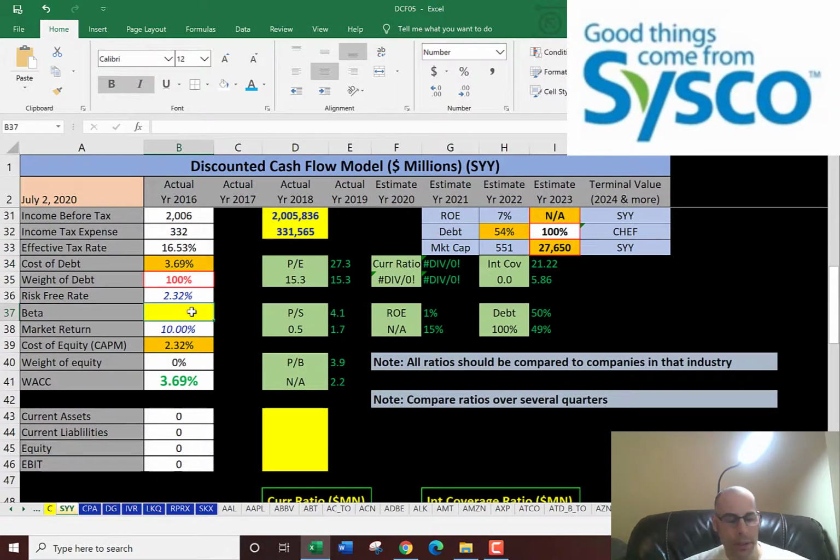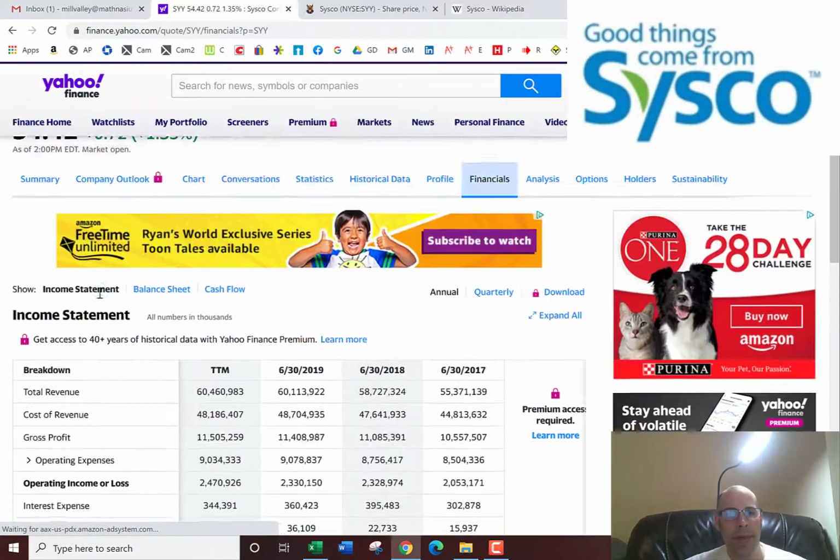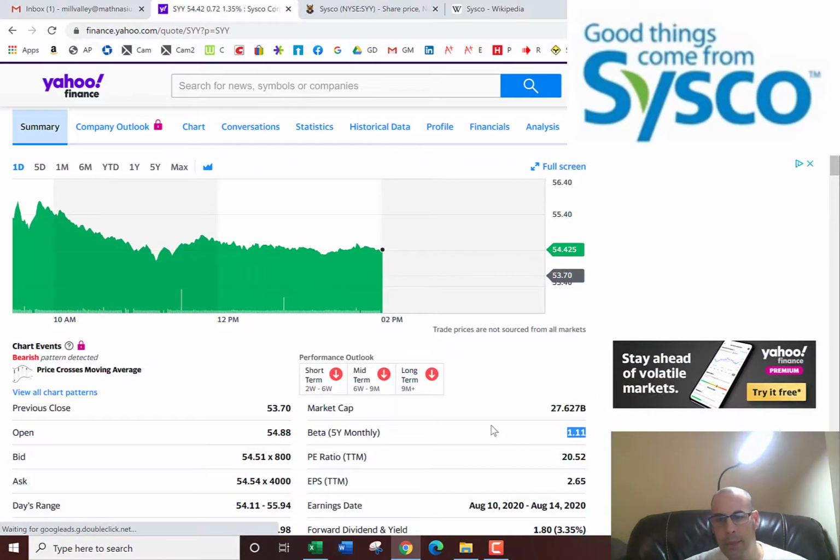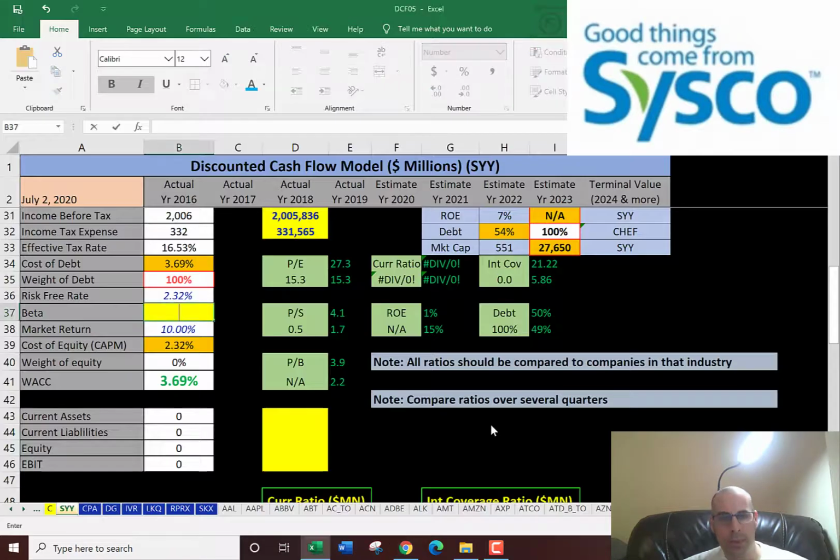Let's figure out the cost of equity. So we need the beta for that. That's the volatility of the stock. And the beta is 1.11, so the stock moves a little more than the market moves.